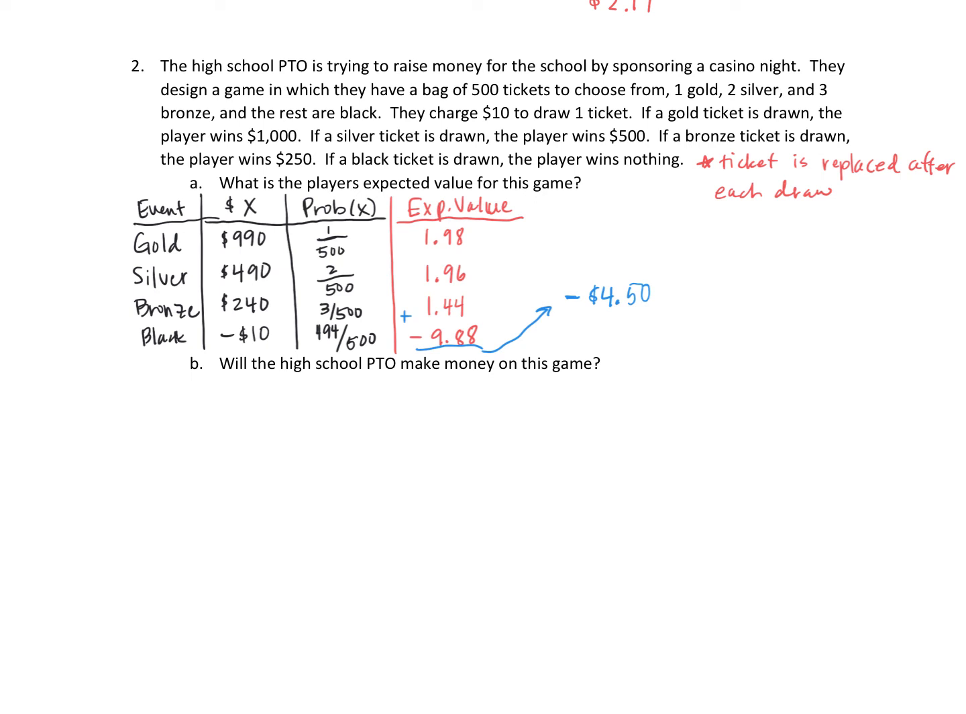So part B is asking, will the high school PTO make money on this game? And the answer is probably so. And you can't say for sure, because what happens if only one person decides to play this game and that one person happens to draw the gold ticket? Well, then the PTO has lost $990. So not good. But if they know that they're going to be able to get a lot of people to play this game, then they're expected to win in the long run.